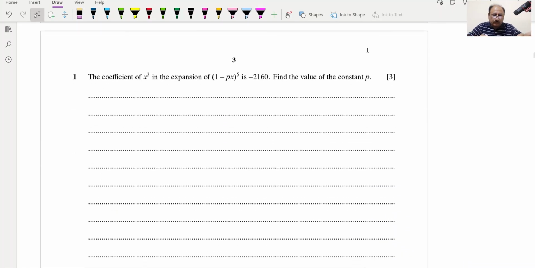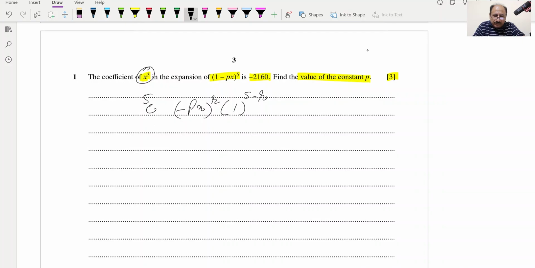Binomial expansion. The coefficient of x cubed in the expansion is minus 2160. Find the value of the constant p. This is a 3-mark question. Now we'll have to figure out the coefficient of x cubed. So we can write basically (-px)^r and 1^(5-r), and this will be 5Cr, and this is how we can figure it out.